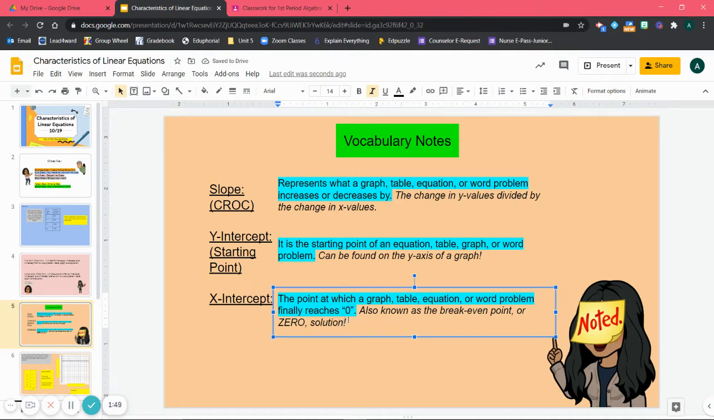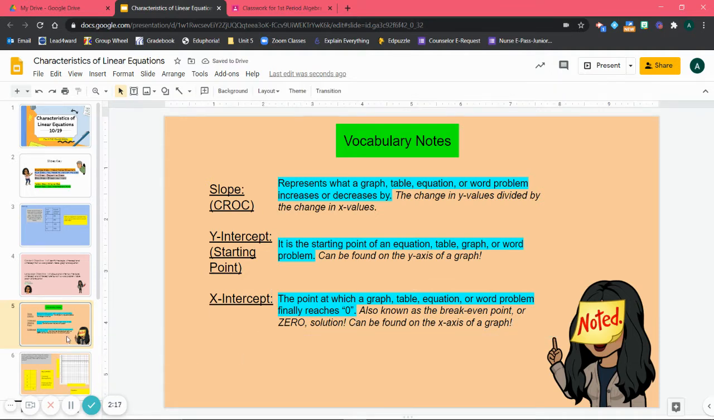Now, we've seen the word solution in our last unit. That was when we would find the intersection between two equations. This time, solution in this case is going to mean finding the x-intercept. So the x-intercept is kind of like the opposite of the y-intercept. If the y-intercept is found on the y-axis, the x-intercept can be found on the x-axis of a graph. So make sure to get these vocab words written down.